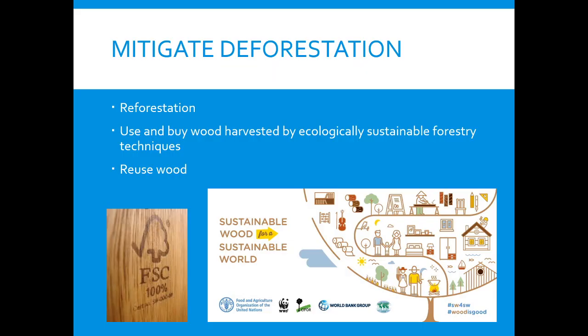So, one of the methods is to mitigate deforestation. One method is reforestation, where we take an area that was deforested and we try to help reforest it. One method that can be done is using and buying wood harvested by ecologically sustainable forestry techniques. If you guys remember that video we watched in class, all about finding wood that is sourced from sustainable forestry techniques, and then reusing wood, recycling wood instead of just throwing it out and using new wood.